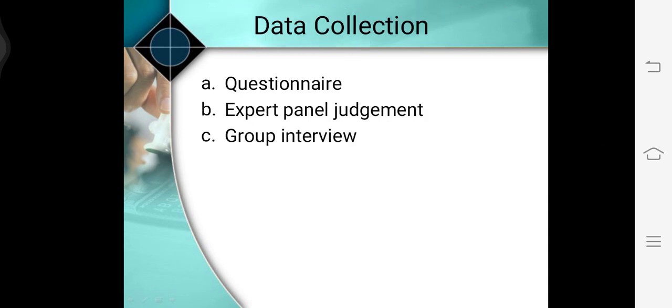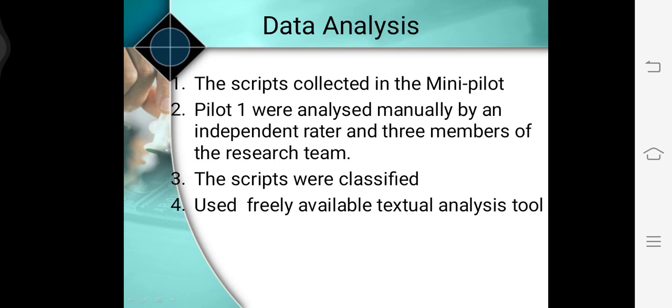And we go next to the data collection and how the authors collected the data. There are three kinds of data collection in this research journal article. The first is questionnaires, the second is expert panel judgments, and the third is group interviews. So after we know the data collection, we go next to the data analysis.